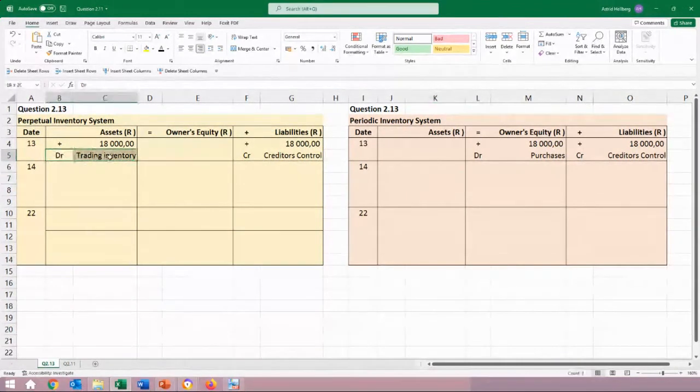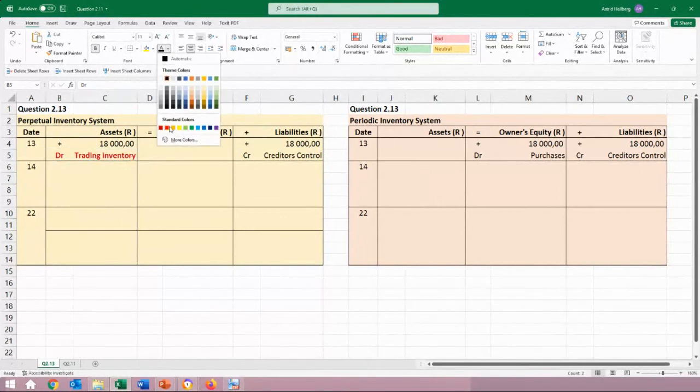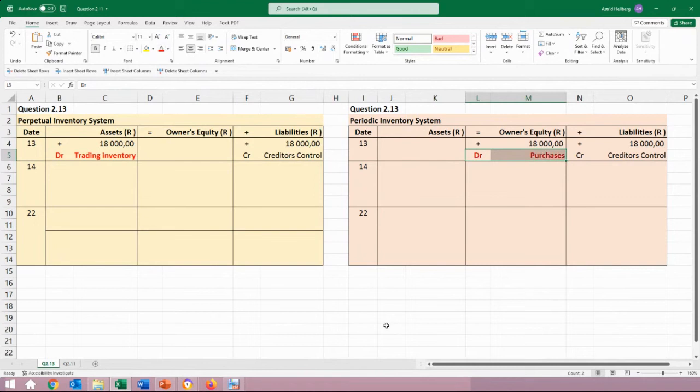The main difference is this. So I'm going to bold this and make it red so that you can see the main differences. If we do perpetual inventory system, I would have taken it to trading inventory, which is an asset account. Whereas in the periodic inventory system, I am taking it to the purchases account, which falls under owner's equity. Wait, this is actually a negative and not a positive.